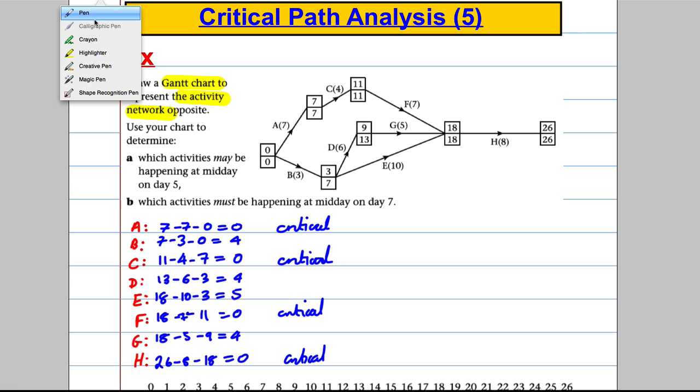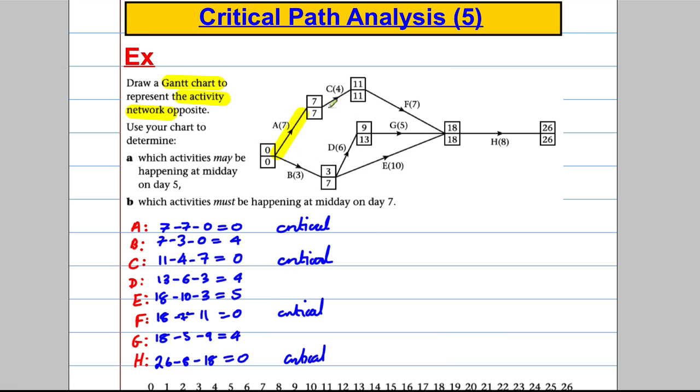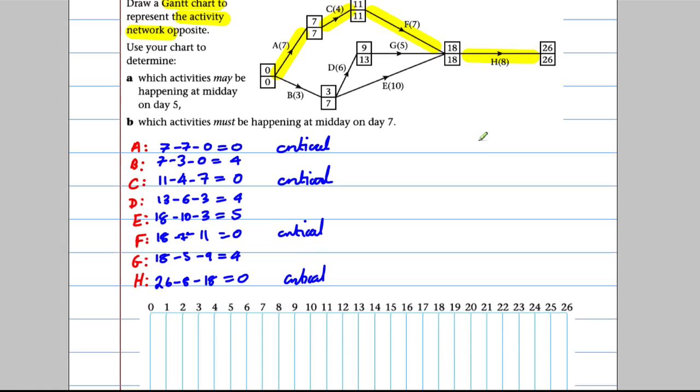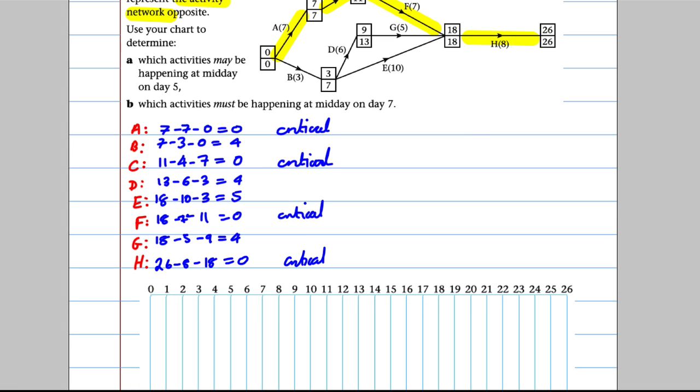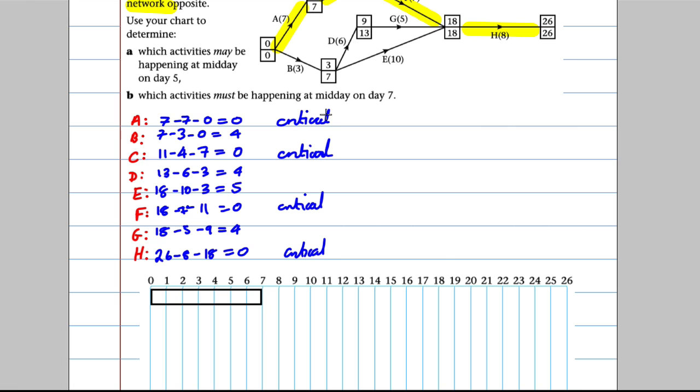So let's highlight our critical ones on here. Our critical ones are A, C, F, and H. So they're the first ones that go along the first row of our Gantt chart. So this is how it would go. A, 0 to 7. So A would go 0 to 7. B would go, looking up there, 7 to 11.